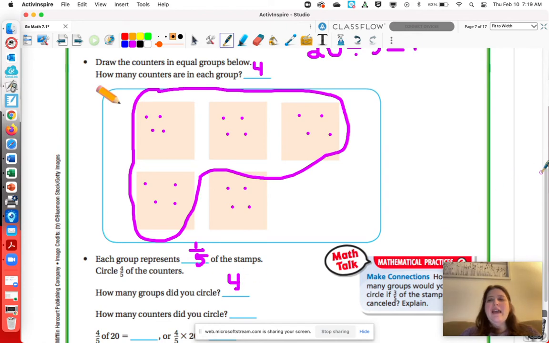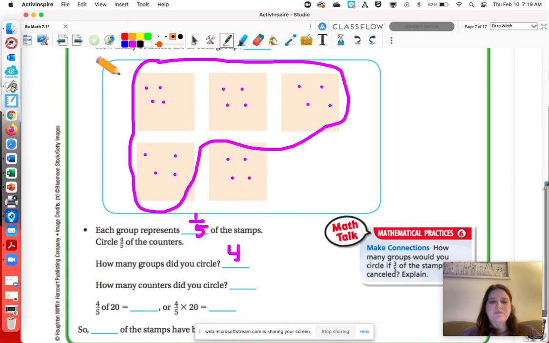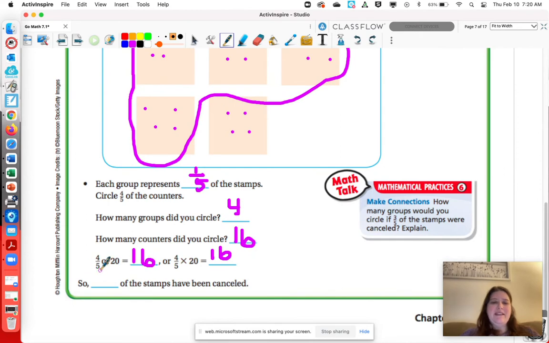And so to find out how many counters we have, we can see that we have 4 plus 4 is 8, plus 4 is 12, plus 4 is 16. So 4/5 of 20 is 16, or like I told you, it is multiplying. 4/5 times 20 is 16. So the answer would be 16. Now that's one way we can do that.